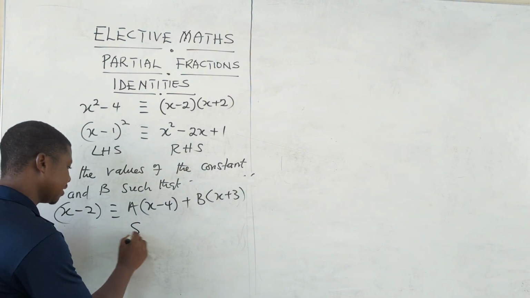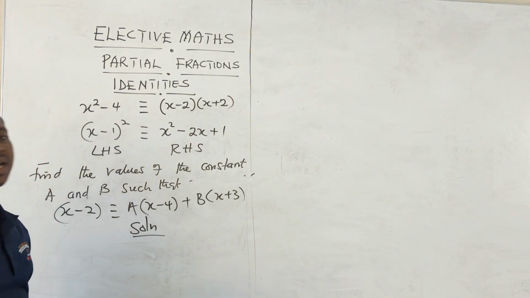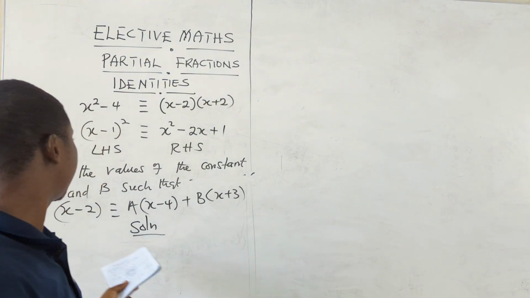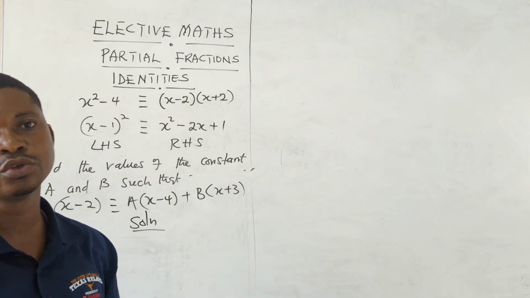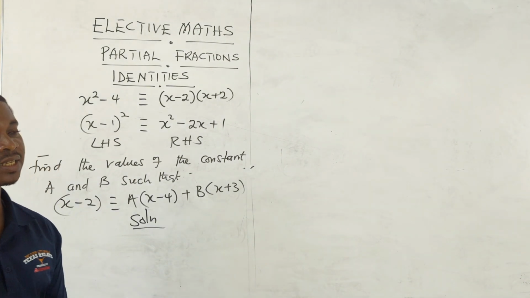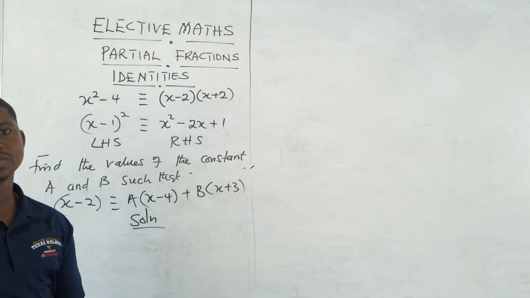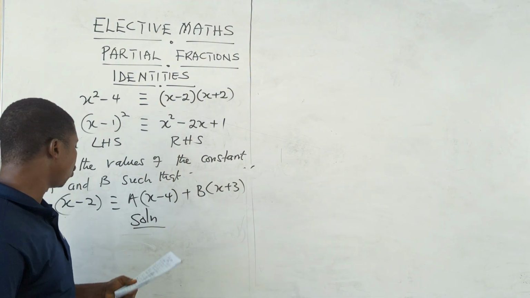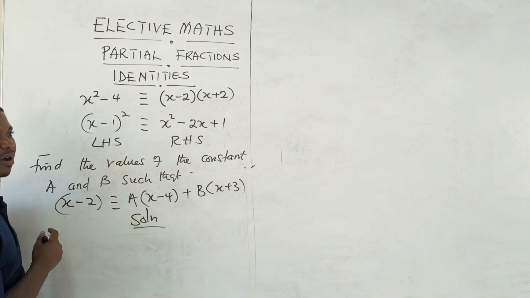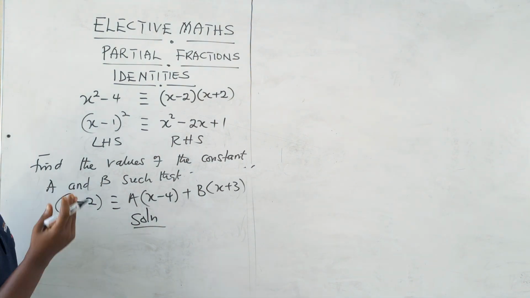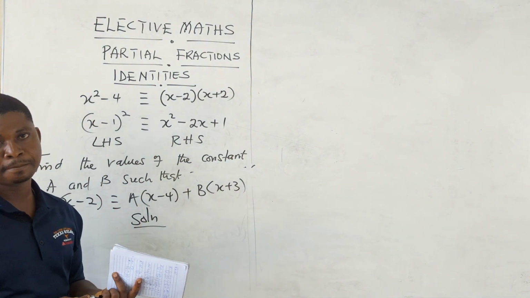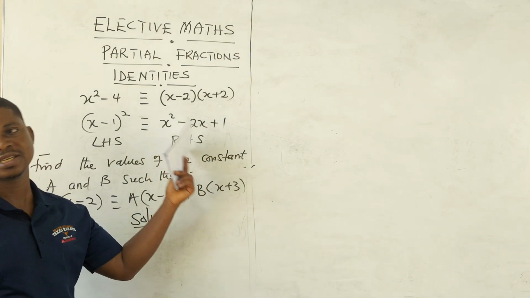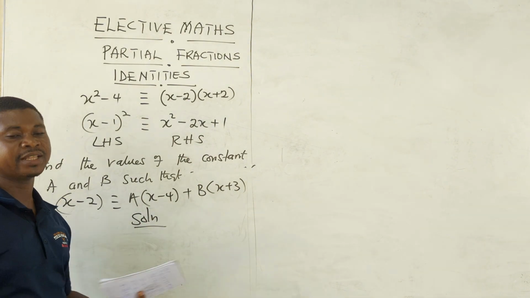With this, we are going to use two methods in solving it. I'm first going to use the cover-up method. With the cover-up method, you have to eliminate one term and find the other term. After that, you eliminate the one that you've already found and find the other term.